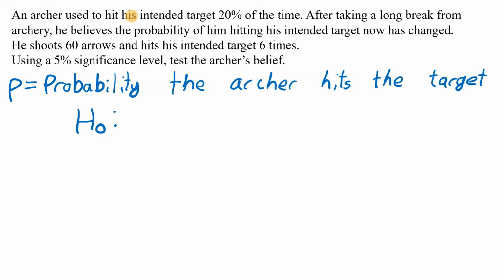We're going to assume that it's still the case that he hits his intended target 20% of the time. So p is equal to 0.2. So the alternative hypothesis, we're told he believes the probability of him hitting his intended target has now changed. So this is a two-tailed test because he hasn't specified whether it's got better or worse, it's just that it's changed. So the alternative hypothesis is that p is no longer equal to 0.2.